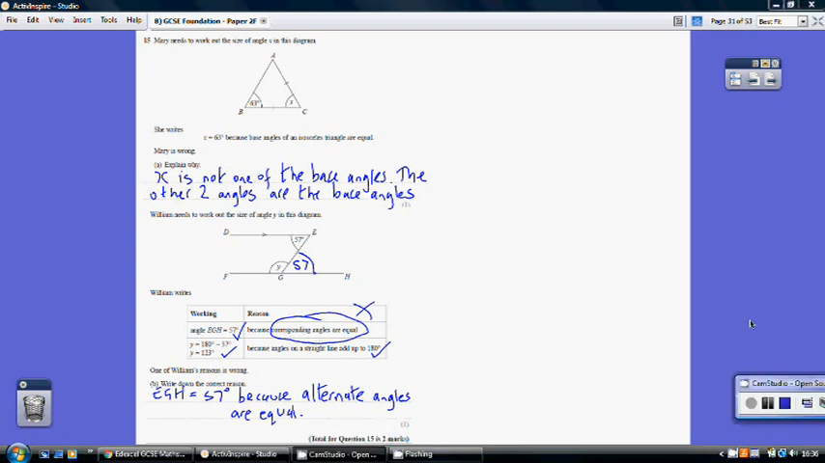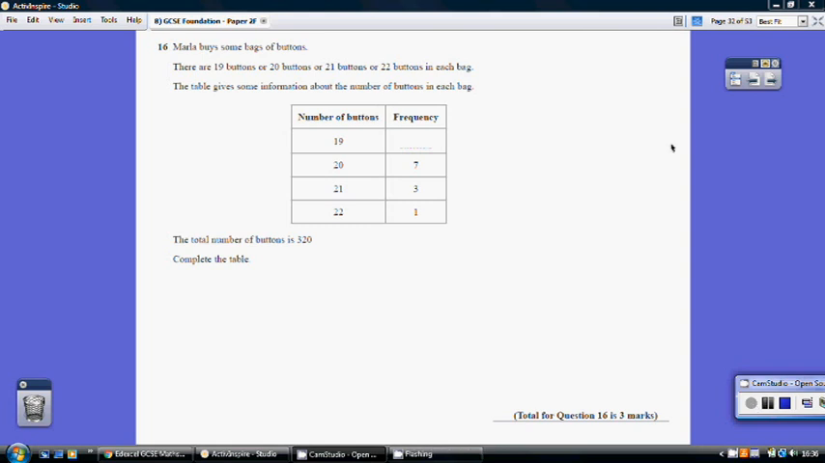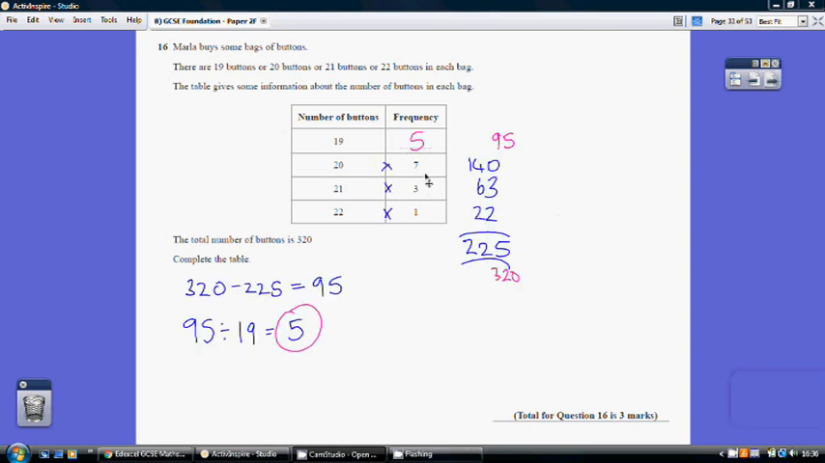Question 16. So I've got to complete the table. What do we know so far? We know how many buttons we've got from this row. Well, on 7 occasions there were 20 buttons. So that's 140 buttons. 21 times 3 is 63. 22 times 1 is 22. Now as things stand, that gives me 225 buttons from those 3 rows. But I'm told the total number of buttons is 320.